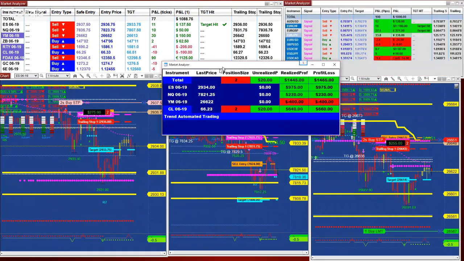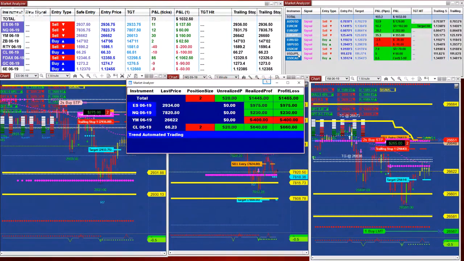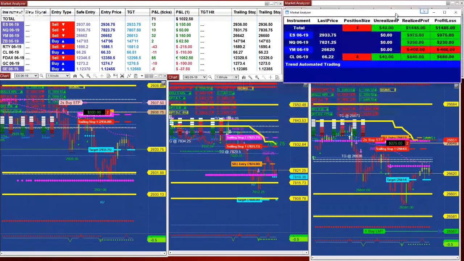For the forex traders, two of those got hit with the target, and we are struggling. I'm a kind of guy with the euro dollar, and we have a little problem with the euro dollar at the moment. It's $38 down. It's not much.